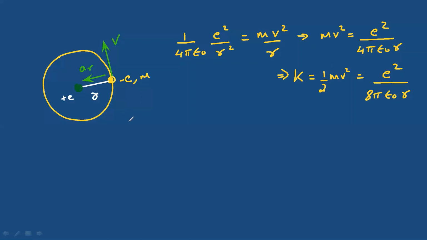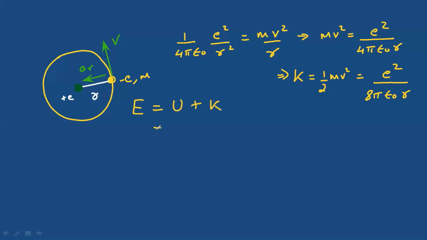Now, what about the total energy of the electron? It's said that the electron is losing energy at a constant rate. Sorry, not a constant rate. It's losing energy at a particular rate. Now, let's say the total energy. The total energy would be the sum of the potential energy and the kinetic energy.